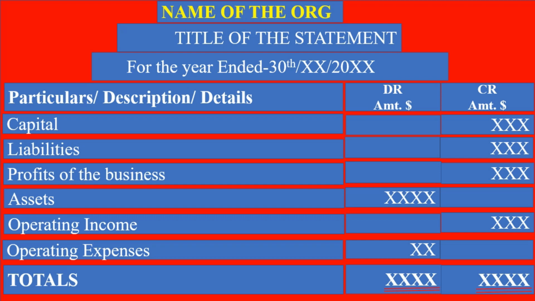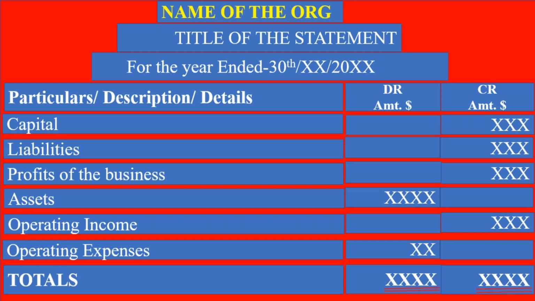Then the third row is for recording the time duration within which the information carried by this trial balance is represented. And the statement always starts with for the year ended. Like in our case here, we are talking about for the year ended 30th, the month and the year. Then the three columns are as follows. That is the particulars, the debit side, and the credit side.